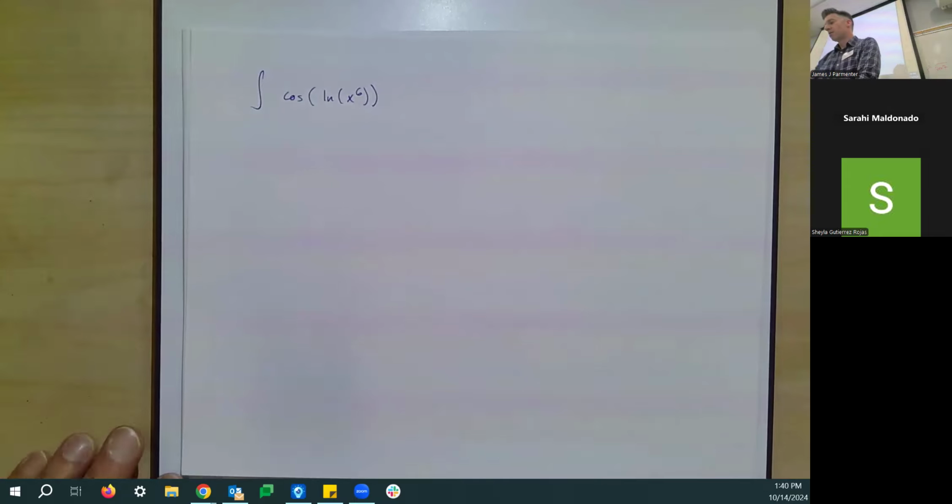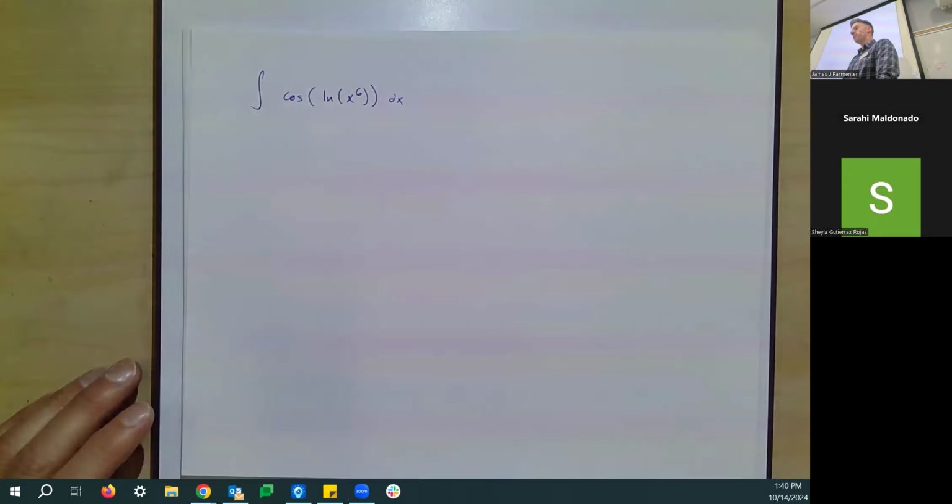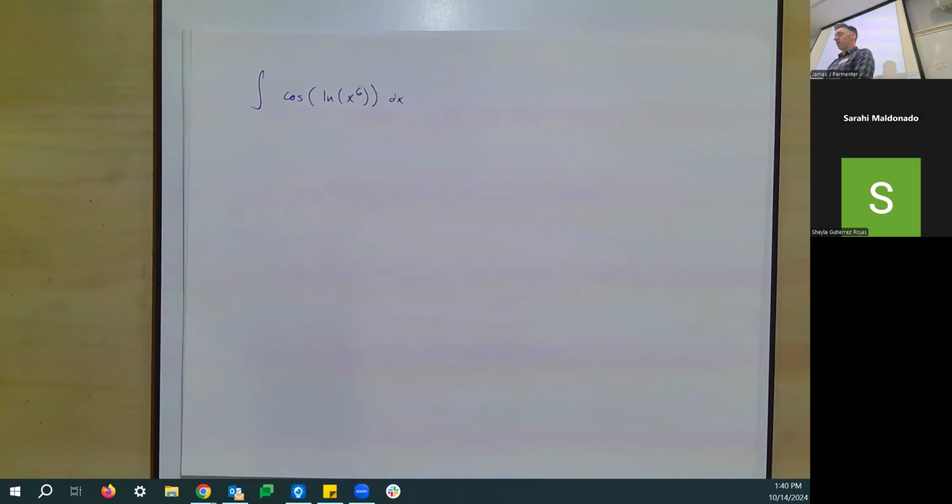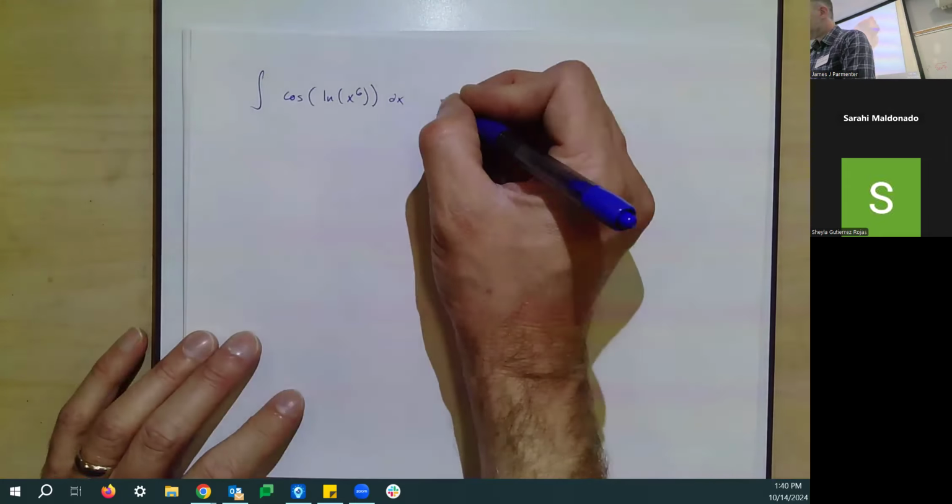Okay. So before you do anything here, I think you should rewrite the natural log of x to the 6th as 6 times natural log of x.